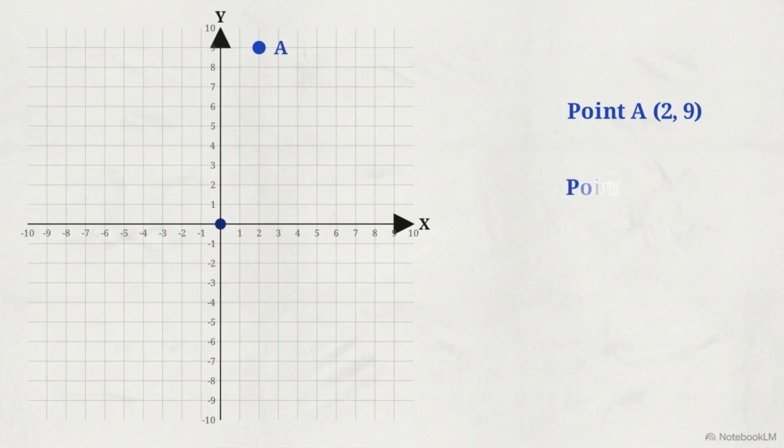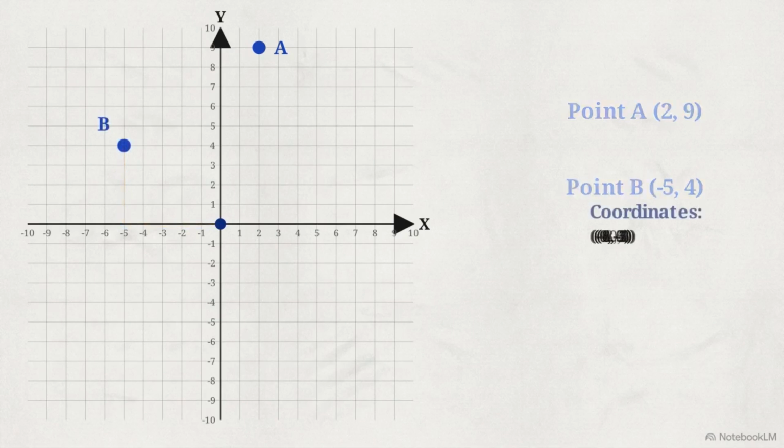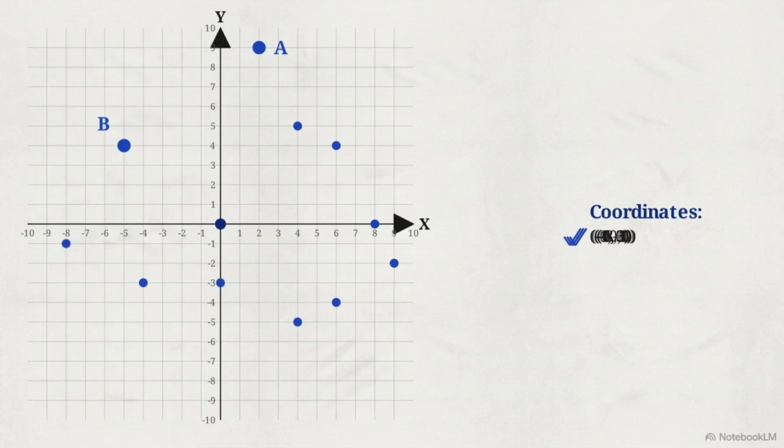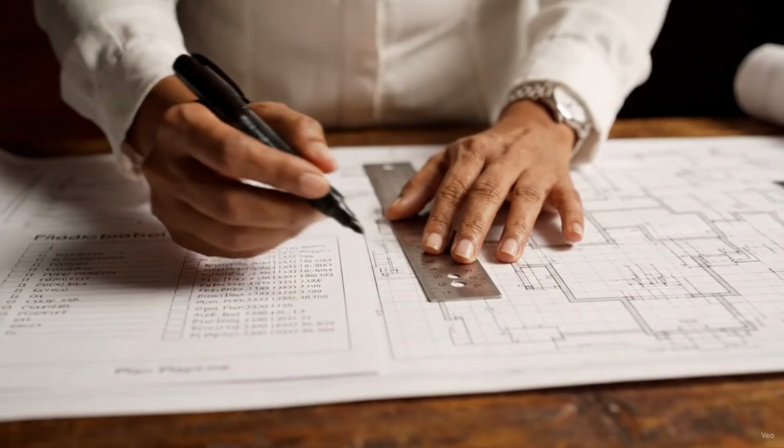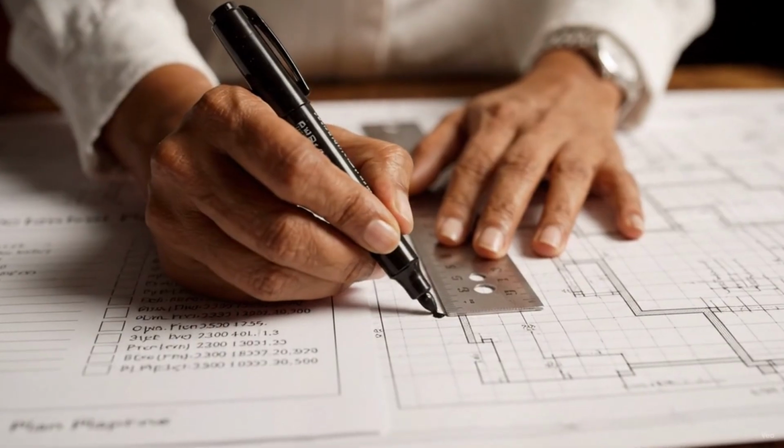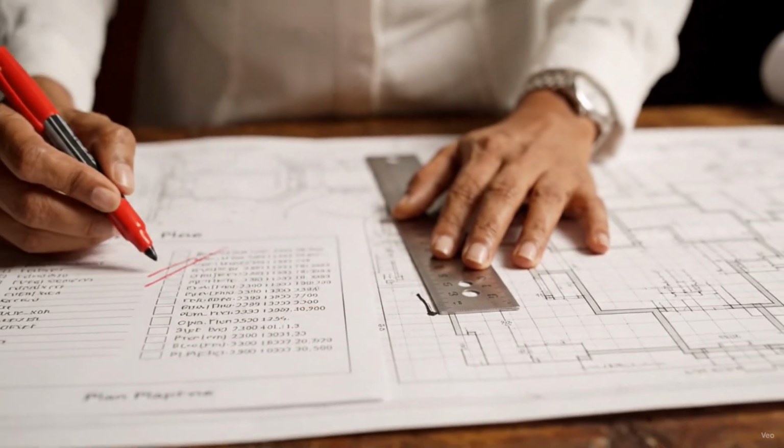For a coordinate with a negative value, like point B (-5, 4), start back at the origin. Move 5 units to the left, then 4 units up and drop your marker. Once you establish this rhythm, you can work through the entire list of points. Check off each coordinate as you mark its specific address on the plane.